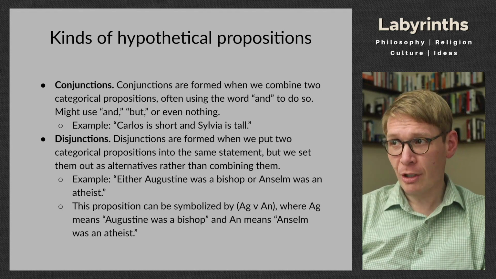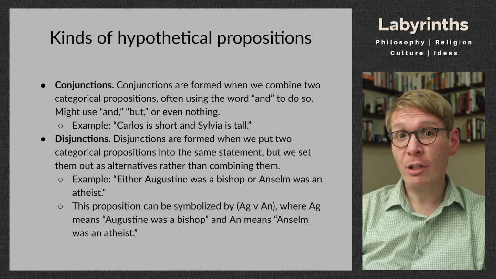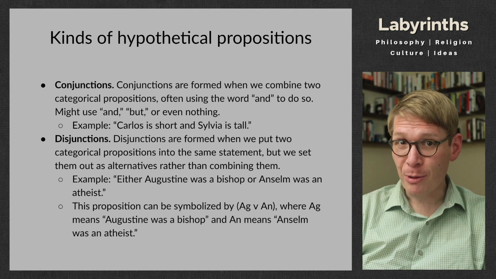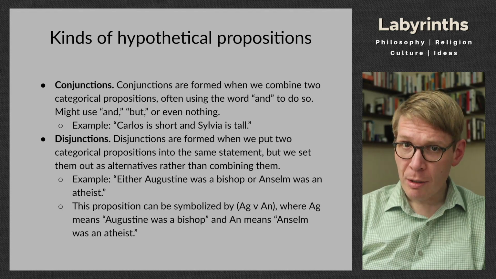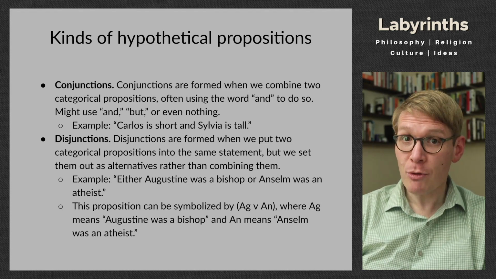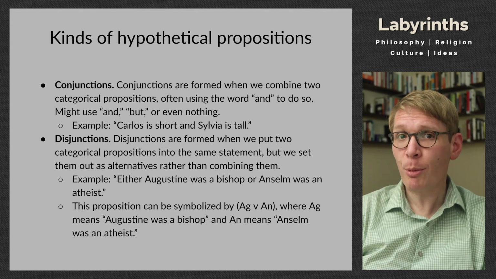If it is false that Carlos is short, but it is true that Sylvia is tall, I have an overall false proposition, right? Because the idea is both of the categorical propositions have to be true. Both what comes before the and and what comes after the and. Only if they're both true is the proposition taken as a whole true.